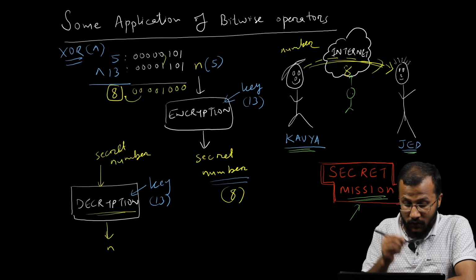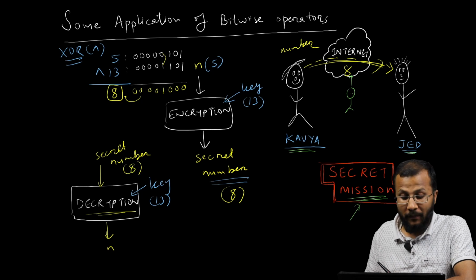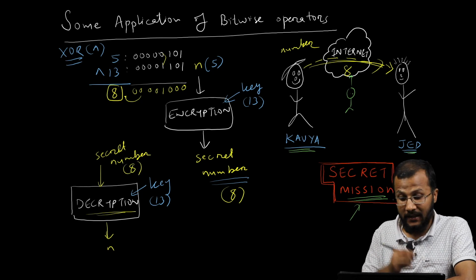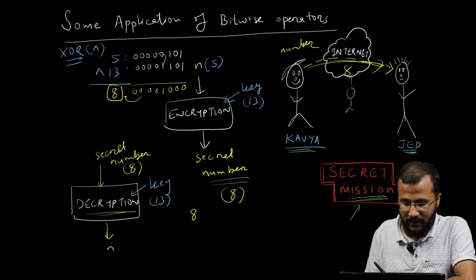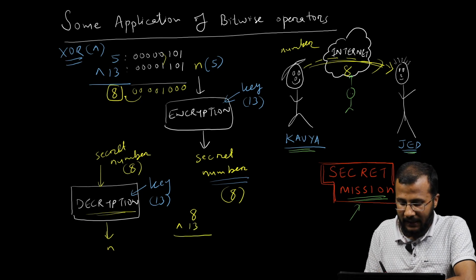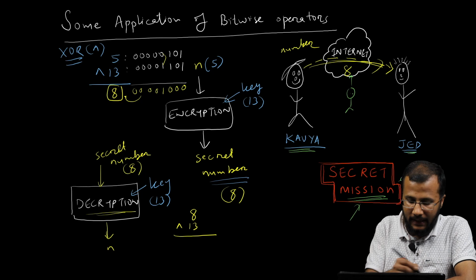Now when Zed receives the number 8, he will perform the decryption. Now how does he perform the decryption? He again applies the same method. He will apply the XOR operator. He will do 8, the secret number that he has received, and he will do XOR with what? XOR with his key that is 13. 8 XOR 13. So what is 8 in binary?